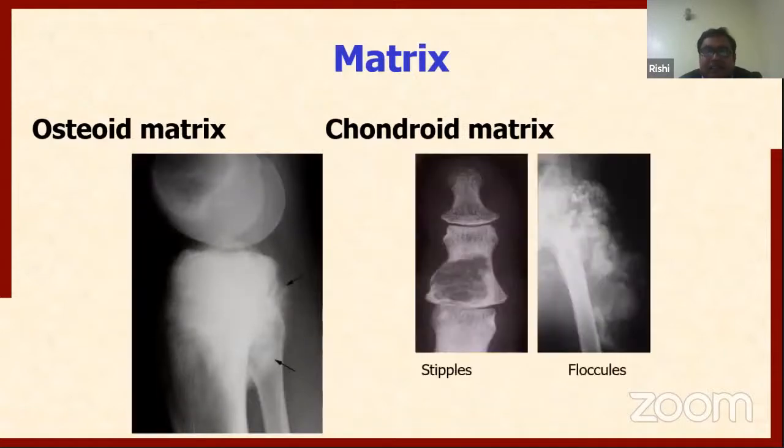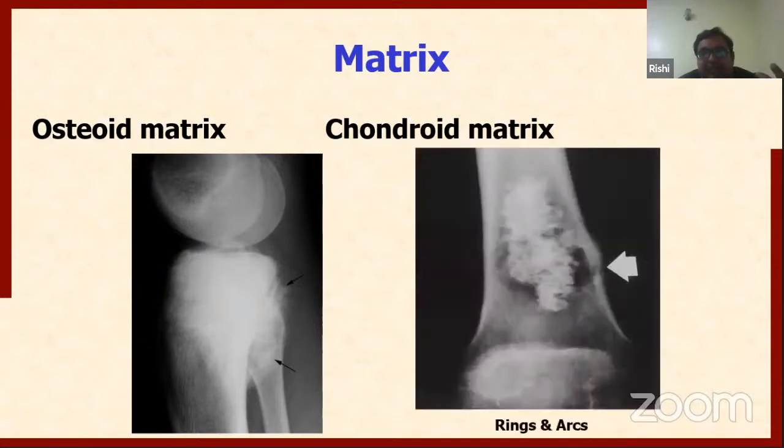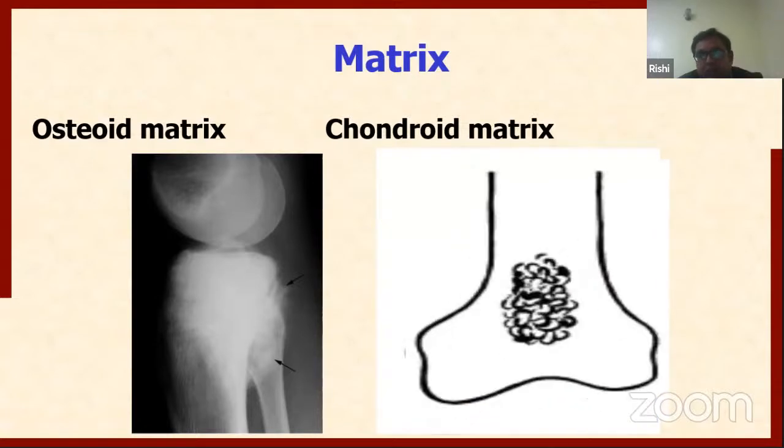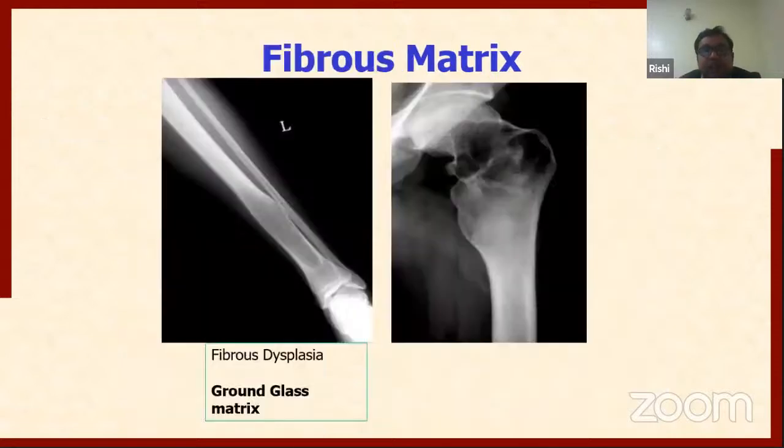And chondroid matrix is typically described as stippled or punctate calcifications, or flocculent calcifications we call popcorn calcifications, or rings and arcs kind of calcifications. Punctate calcification, flocculent, and rings and arc calcification point towards the chondroid origin in a bone. And fibrous matrix, typically described as ground glass matrix, is a feature of fibrous dysplasia.